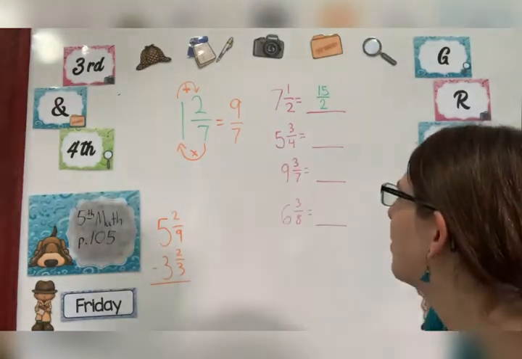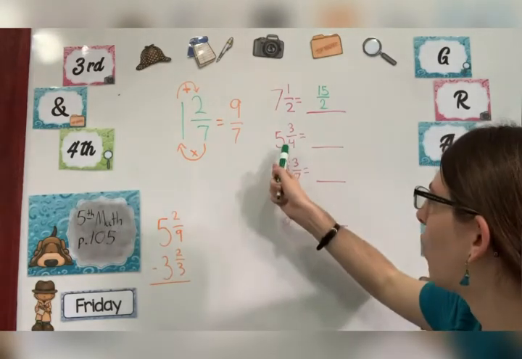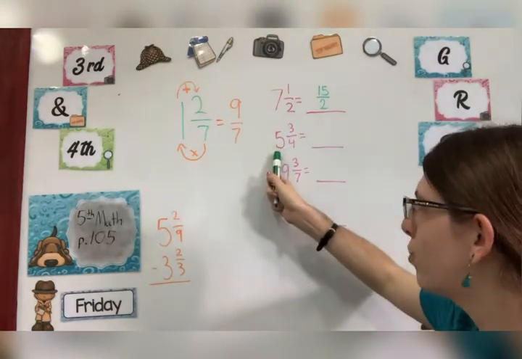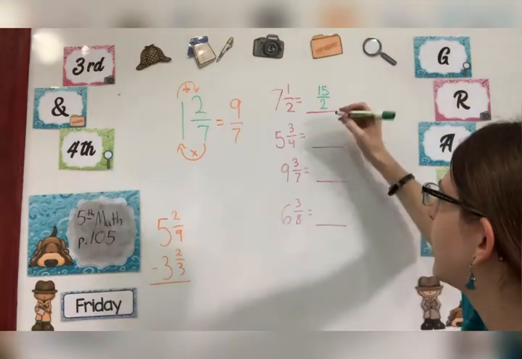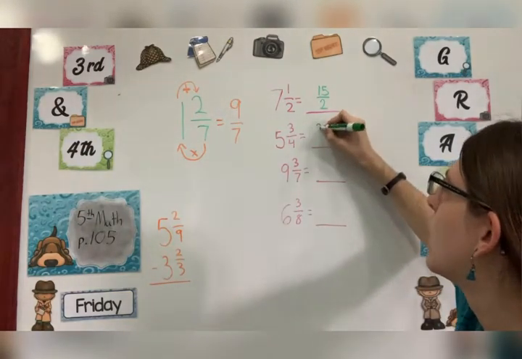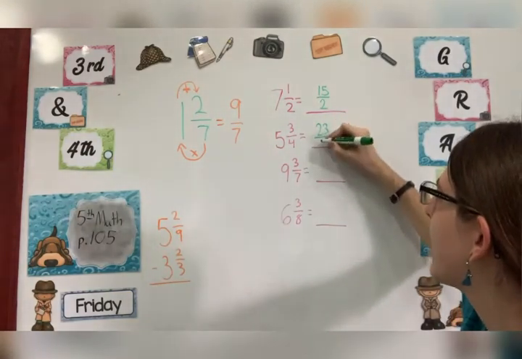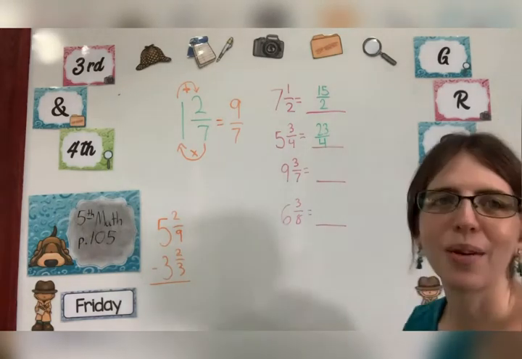Now I have 5 3/4. 4 times 5 is 20. 20 plus 3 is 23. My denominator stays the same, so it's 4.